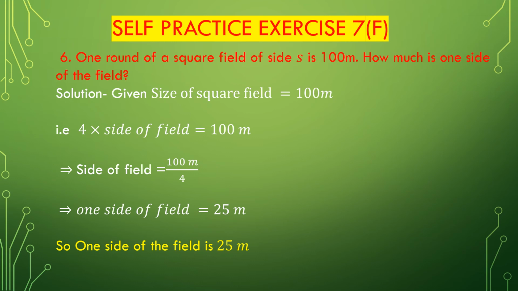Now we solve question number 6. This is also a word problem. One round of a square field of side S is 100 meters. How much is one side of the field? Given the perimeter of the square field is 100 meters. We know a square has 4 sides. So one round is the perimeter of the square field. So the perimeter of the square field is 4 multiplied by the side of the field.